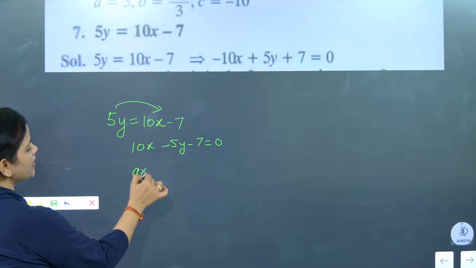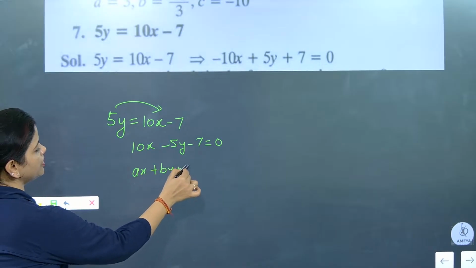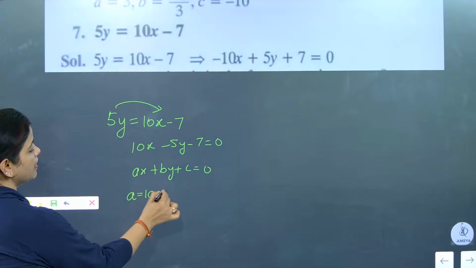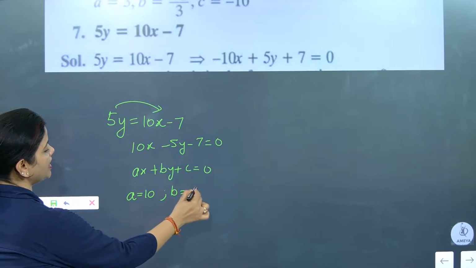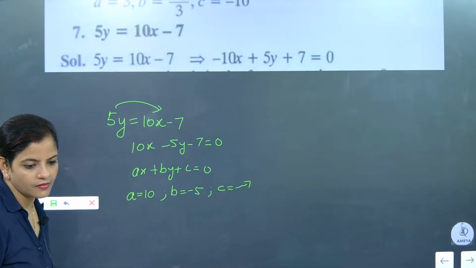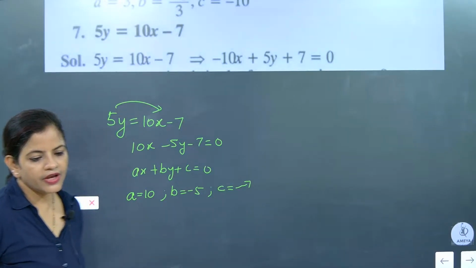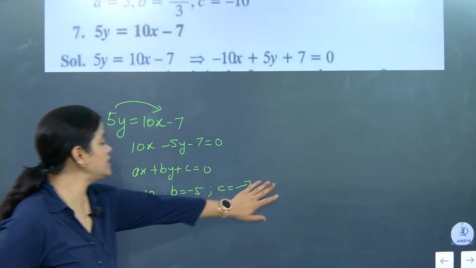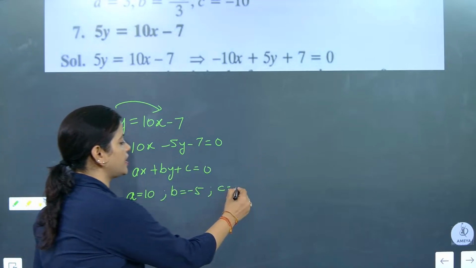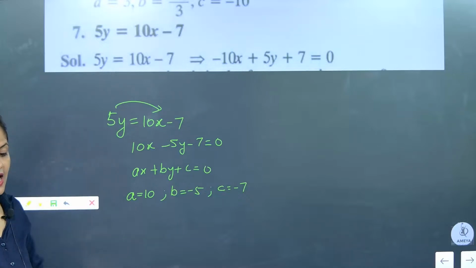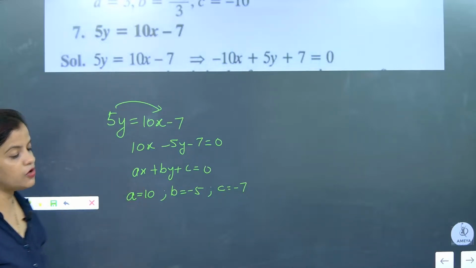Now if we compare it with the general equation, ax plus by plus c equal to 0, what is the value of a? 10. What is the value of b? Minus 5. What is the value of c? Minus 7. Very good. All the children have given the perfect answer. That's exactly right, c is minus 7. Absolutely correct. Did you understand how to solve this question? Beta, can we go for the next question?